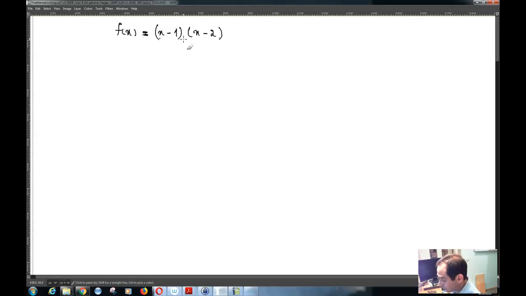So basically the derivative of this function, before we do this, I have calculated this, and it's equal to 2x minus 3.